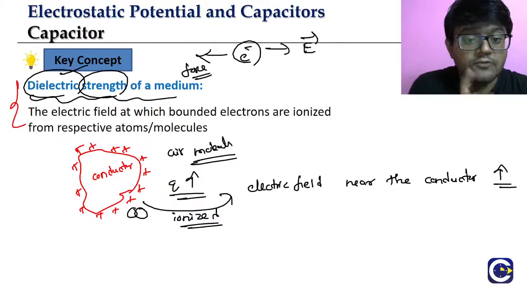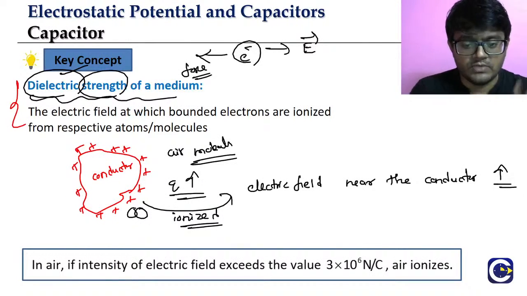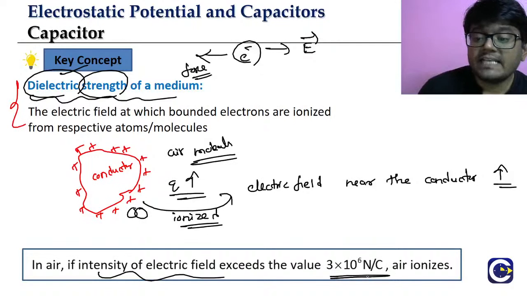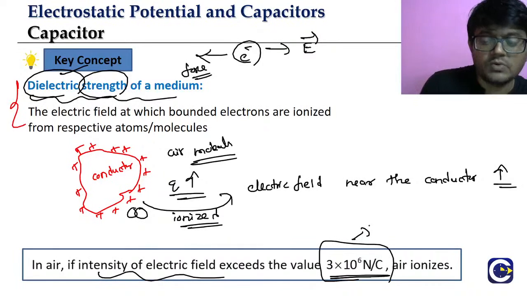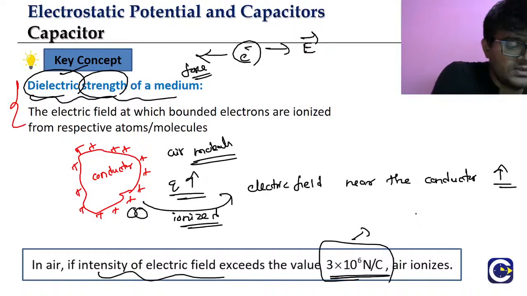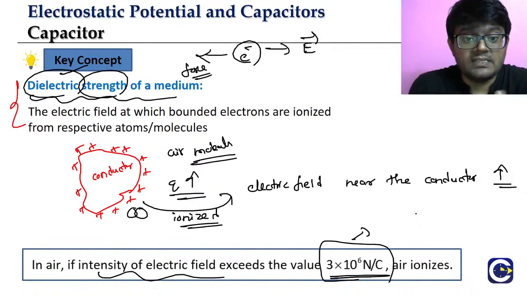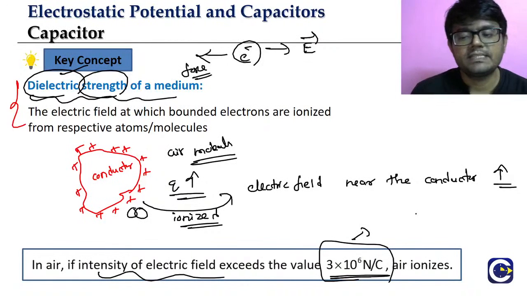If you particularly focus on air as the medium, the intensity of the electric field, if it exceeds 3 into 10 power 6 Newton per coulomb, this is the dielectric strength of the air. It is a very huge value. That is why generally we do not see charges being transferred through air. Only when the electric field is such a high value will charge leakage happen through the air, 3 into 10 power 6 Newton per coulomb.